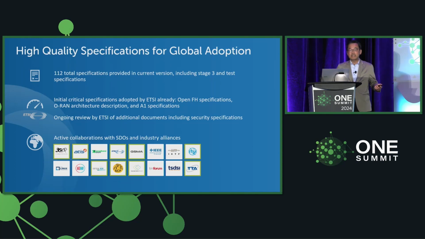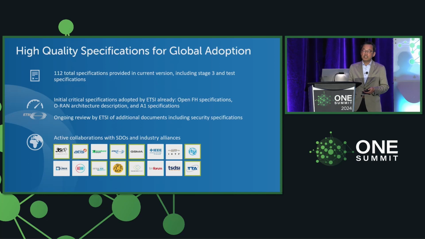Next slide, advancing global standards for Open RAN. As we push forward, our commitment to developing robust, detailed specifications continues to grow, particularly as we advance to the so-called stage 3, the details at the parameter level for practical implementation. So far, we have delivered more than 112 specifications. They are all available on our website, so you can download them. It also includes the test specifications, which are a very important part of our work.